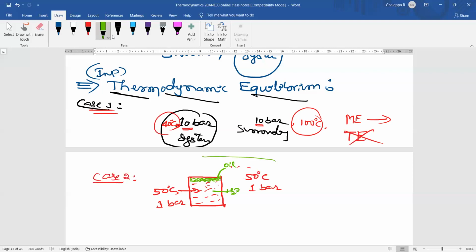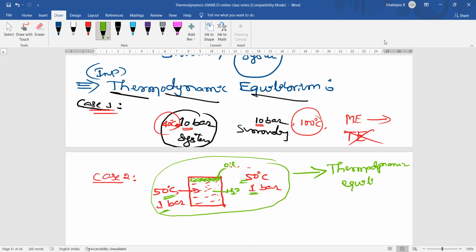So in this case, what type of equilibrium will you call it? Thermodynamic equilibrium, because as I said, the temperature is the same, the pressure is the same, and there is no chemical reaction. Correct. It is a thermodynamic equilibrium. Have you understood? Chemical equilibrium, thermal equilibrium.